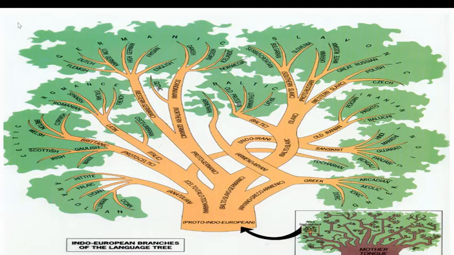Now, if you look at the top of the tree, they have the branches up there. And so you can see that English is part of the Germanic branch of the Indo-European family. And if you broke it down further, we are in the West Germanic, or Western Germanic, group of the Germanic branch of the Indo-European language family. And you can see all the different language branches that are part of Indo-European.